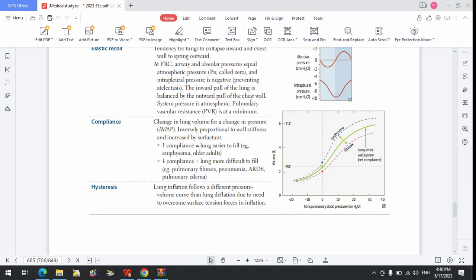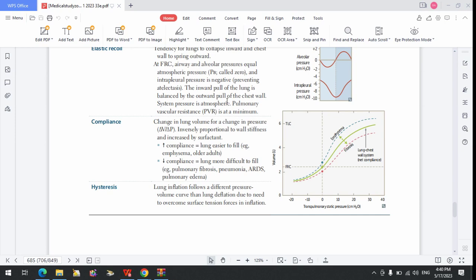What do you think that one will likely do? That's inspiration. That means you are trying to create more space for air to come in. So if you balance those forces, that means you are not favoring expiration and you are not favoring inspiration. The lung and chest just want to be at rest. You want everywhere to be at rest. That is why it is FRC, at rest.